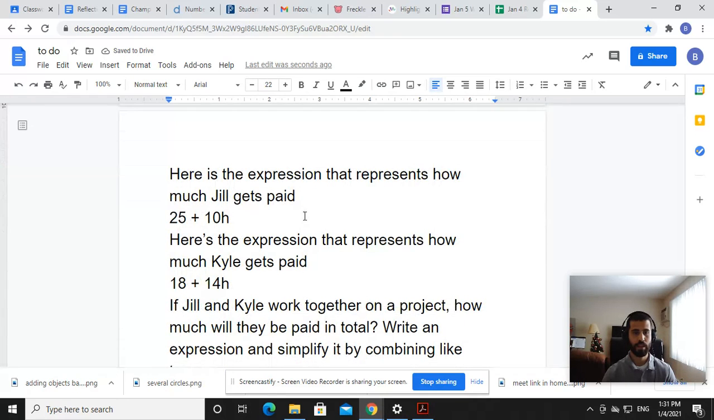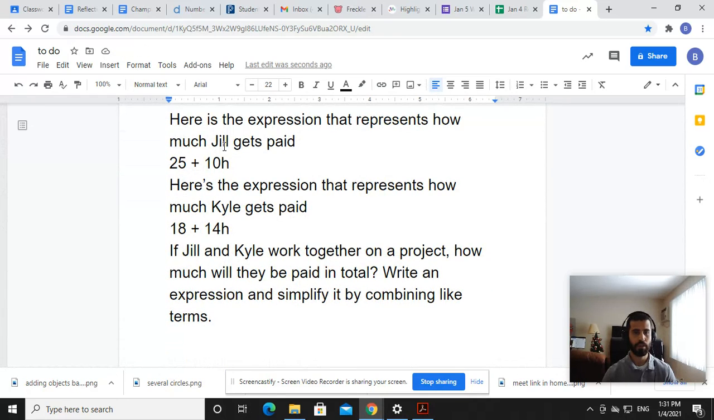So here are the expressions that we came up with. For Jill, we have 25 plus 10h. We're changing the variable to h for hours worked. The expression for how much Kyle gets paid, we're going to change the variable also to h for hours worked. You'll see why. So now if they work together on a project, how much will they be paid in total? Write an expression and simplify it by combining like terms.